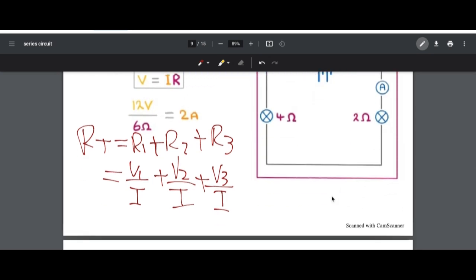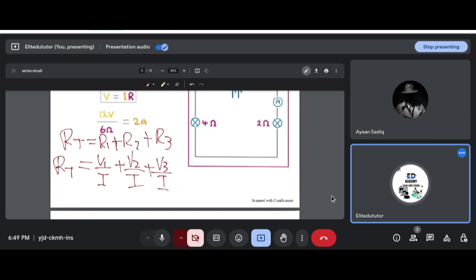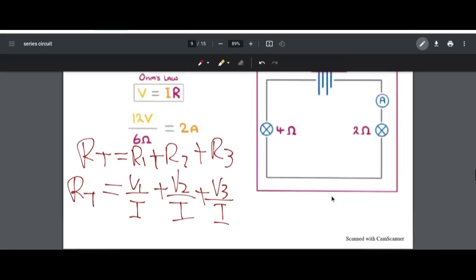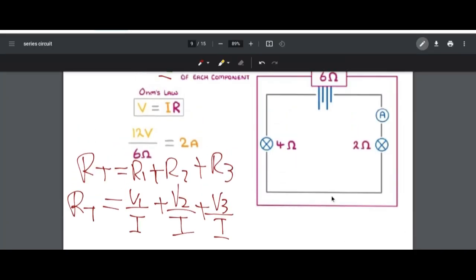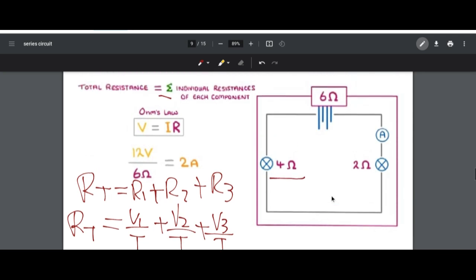When you have the values, you will get your answer. You will get the total resistance of any series circuit. Got it? Yes. Simply look here. For example, we have 12 volts and a 6 ohm resistance. You will get the current: 2 amperes. You just take an example: 12 volts is coming from the source, the resistance is 6 ohms, and by dividing them you will get your current. Got it?